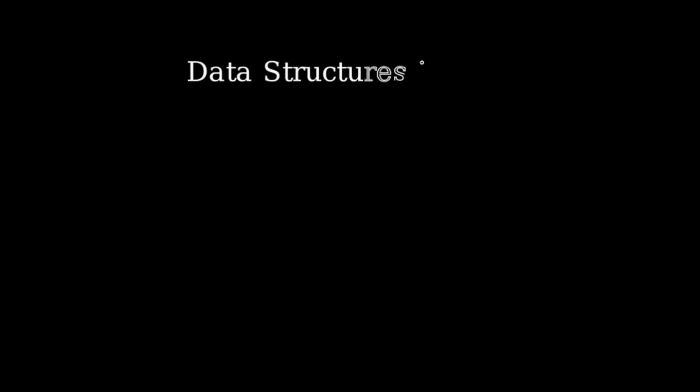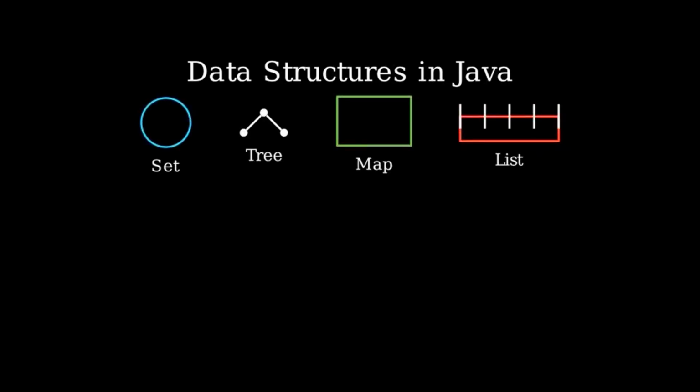Hey everyone! Today, we're diving into the world of data structures in Java. Data structures are fundamental in computer science because they help us organize and store data efficiently. Think of them like different types of containers, each with its own unique way of handling data. We'll explore sets, trees, hash maps, maps, and lists, and by the end, you'll have a solid understanding of how they work, their time and space complexities, and when to use each one.